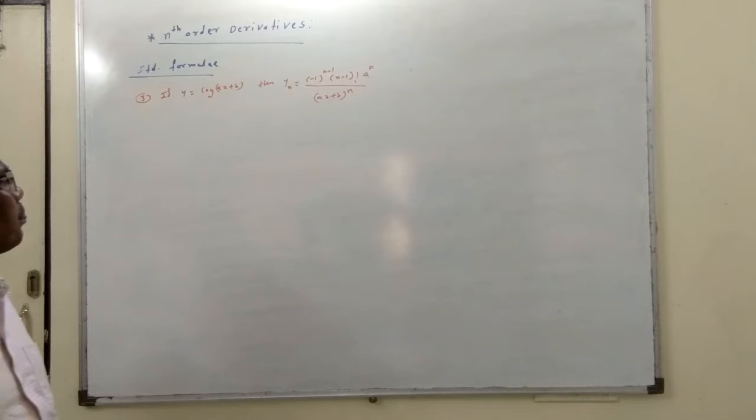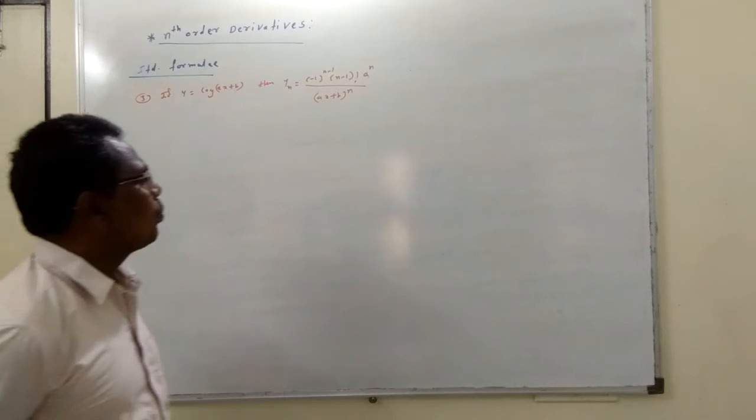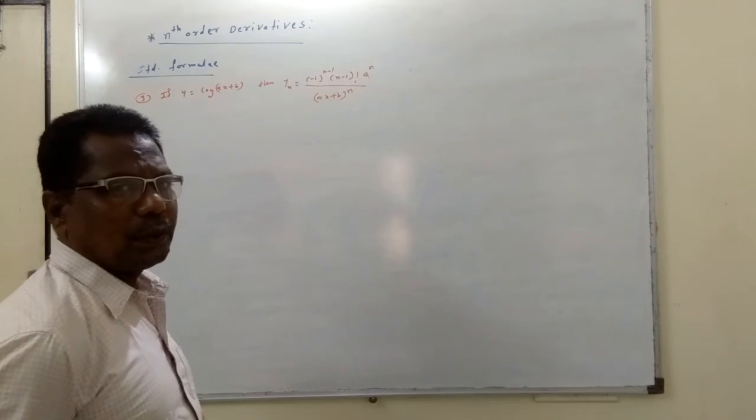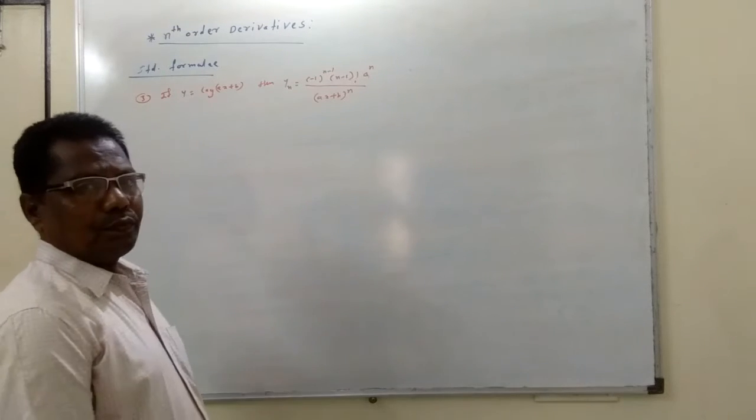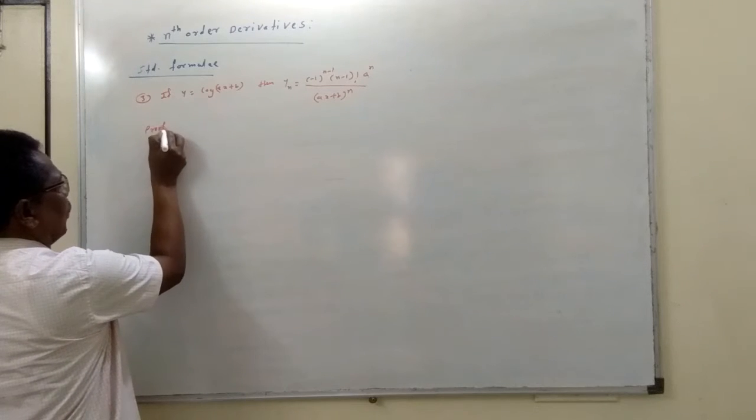Third formula: if y is equal to log(ax + b), then yn is equal to (-1) raised to n minus 1, (n minus 1) factorial, a raised to n upon (ax + b) raised to n. So how is this formula proved?